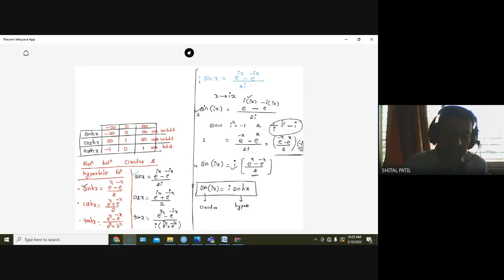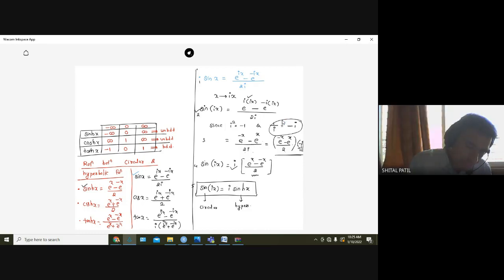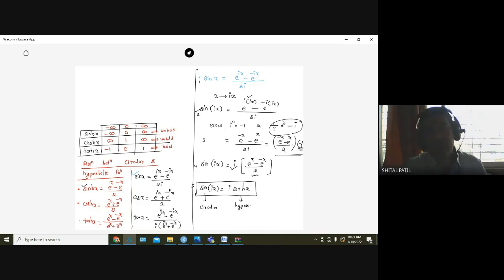Let me go to the next page and find the relation between hyperbolic and circular cos. I'll do it on the next page. So, one minute. Do you want to write it, or is there any doubt? First, write it.